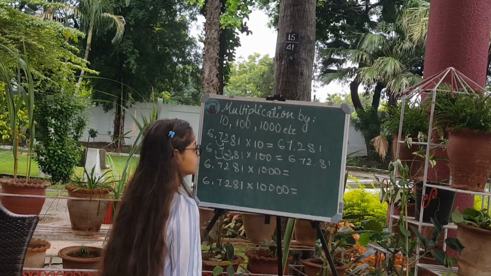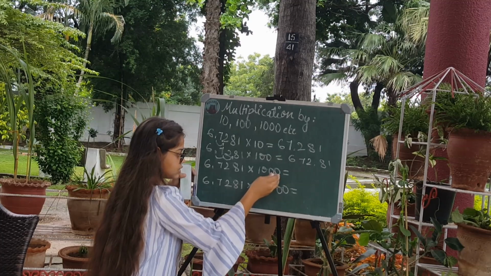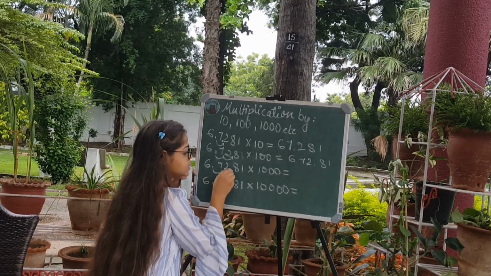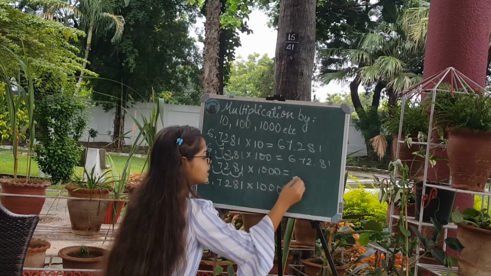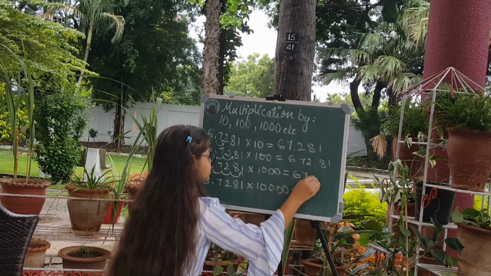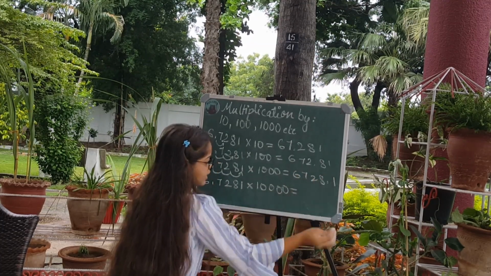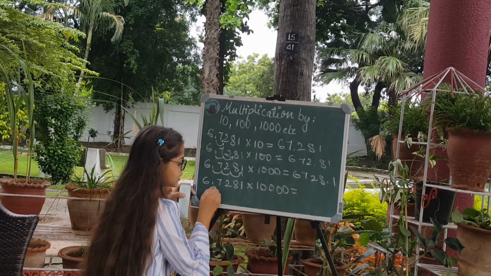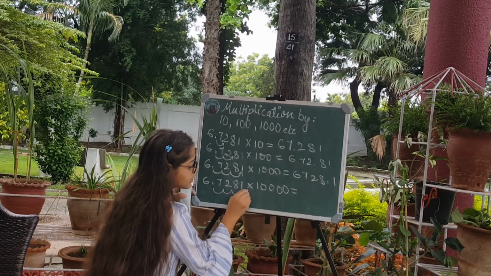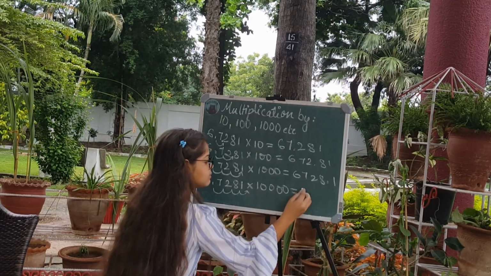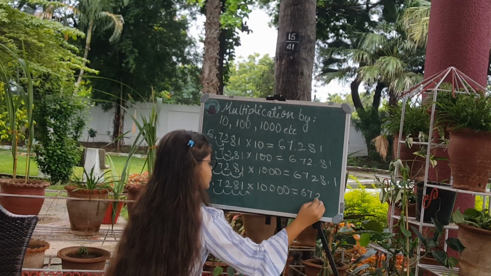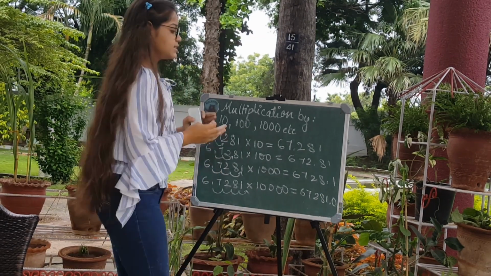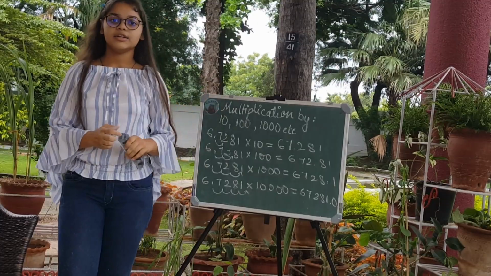672.81. Next we have 3 zeros, so it will shift 3 digits to the right. 1, 2 and 3. So we will get 6728.1. Next we have 4 zeros, so it will shift 4 digits to the right and it will become 67281.0. And that is how you multiply by 10, 100, 1000, etc.